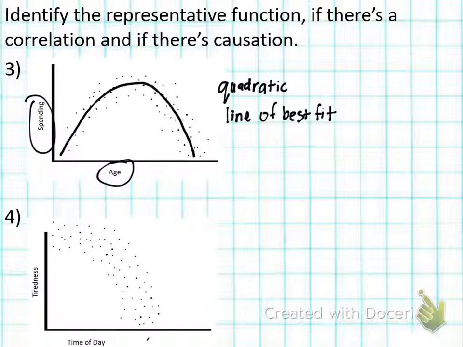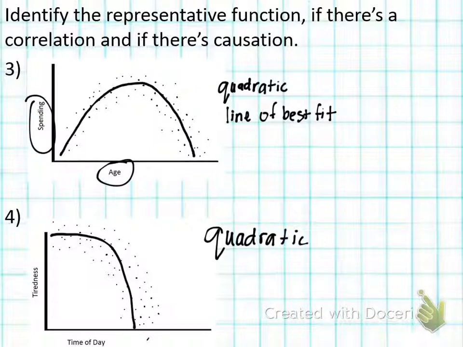Yeah, it is exponential. I would even suggest that this is quadratic also, because technically we could have a point on the other side, right? What happens before school starts? You're in bed usually, and you get your energy back, okay? So I would say this is quadratic. I don't think it's exponential. Okay? Quadratic line of best fit.